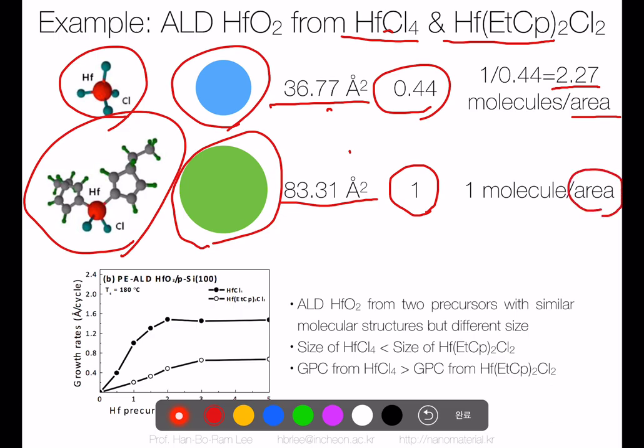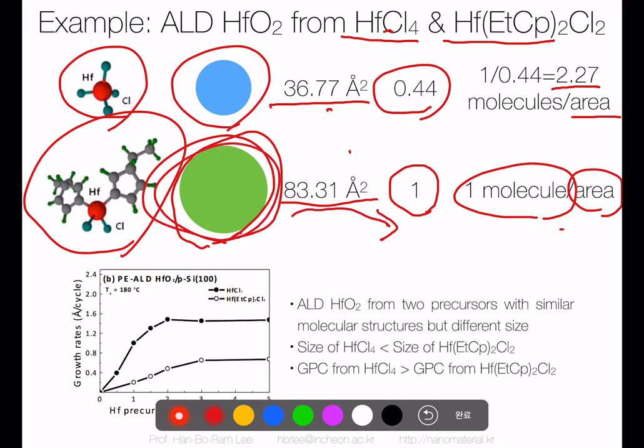So the unit area number of molecules is 1. That means in a limited lateral area, if one of these precursors adsorbs on the surface, the number of this precursor adsorbed on the surface is 2.27. So that means we have a larger number of precursor molecules. That means we have a higher probability to make hafnium oxide on the surface.